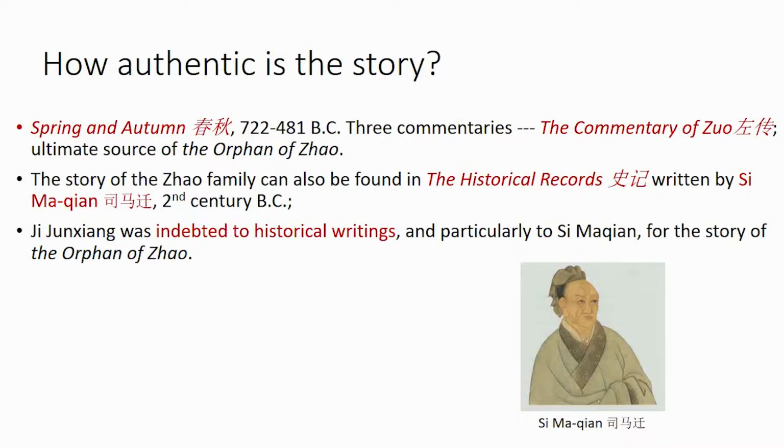Besides the commentary of Zuo, the story of the Zhao family can also be found in the historical records, Shiji, written by a famous Chinese historian in the 2nd century BC, Sima Qian. Overall, there is little doubt that Ji Junxiang, the original playwright, was indebted to historical writings, and particularly to Sima Qian, for the story of the orphan.